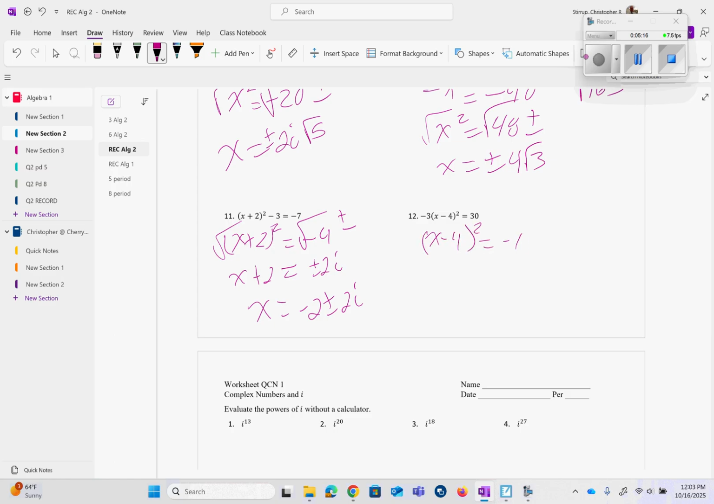So I'm going to get negative 10, root. Don't forget the plus minus. i minus 4 equals plus or minus i root 10. Add 4 to both sides. 4 plus or minus i root 10.